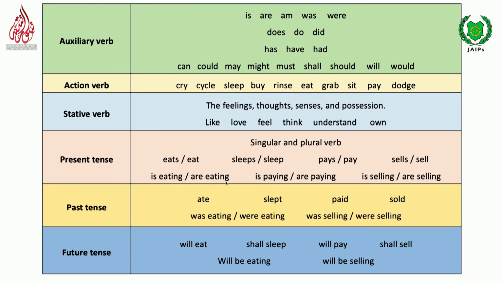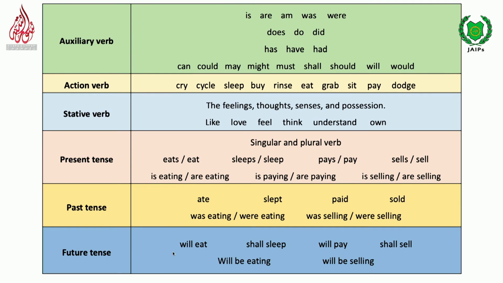Sells and sell become sold. Is eating, are eating become was eating. You only need to change the auxiliary verb. Is eating becomes was eating. Are eating become were eating. Was selling become were selling. Okay. So let us look at the future tense.